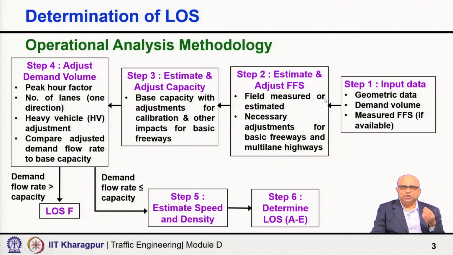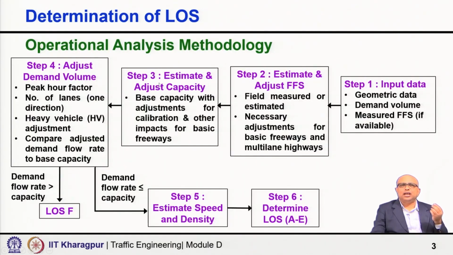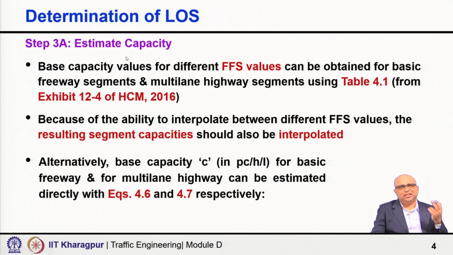So, we now continue the same discussion. Now, we take step 3. Step 3 again, estimate and adjust capacity. So, there are 2 components, estimation of capacity and adjustment of capacity. First, 3A, estimation of capacity. Base capacity value for different free flow speed values can be obtained for basic freeway segments and multi-lane highway segments using table 1, what I have already shown earlier.